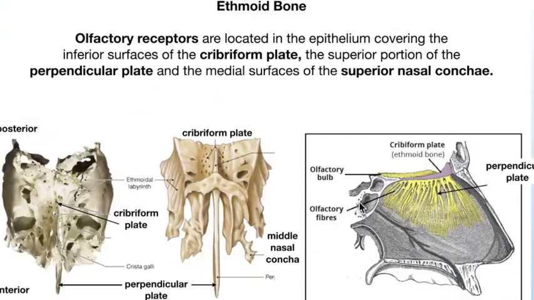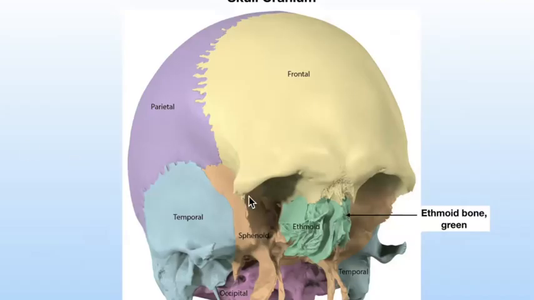There are olfactory receptors in the epithelium covering the inferior surfaces of the cribriform plate and the superior portion of the perpendicular plate and the medial surfaces of the superior nasal conchae. And here we're seeing the same picture of the skull I showed you with the frontal bone, the parietal bone, the occipital bone, the sphenoid bone, and then finally the ethmoid bone, which plays a little role in the cranium and a big role in the nasal cavity.